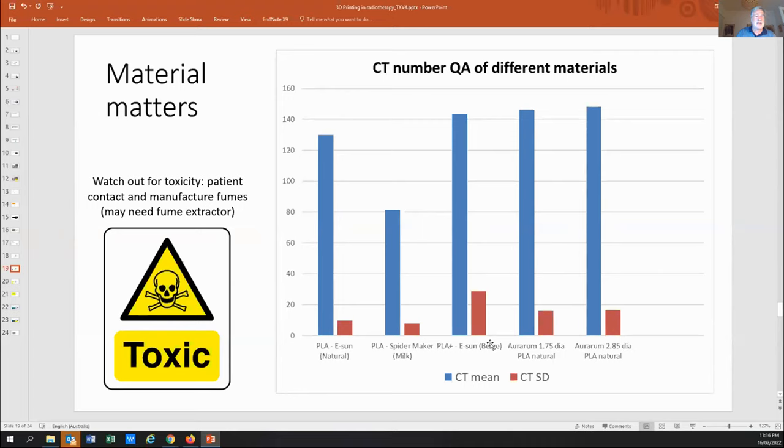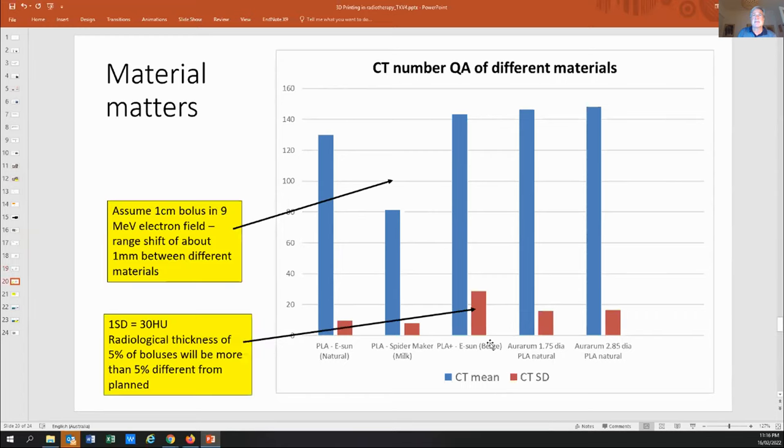So having a fume hood and extracting the fumes is important. Even PLA is probably not quite as toxic, but there are some rather toxic 3D printing materials around. And then there are medical grade materials available, which are certified for being able to put in touch with patients.